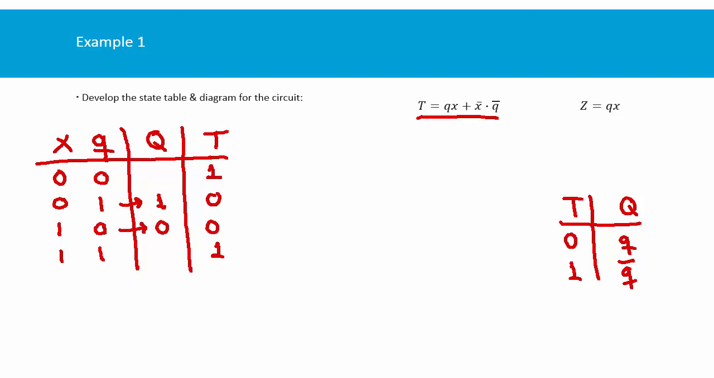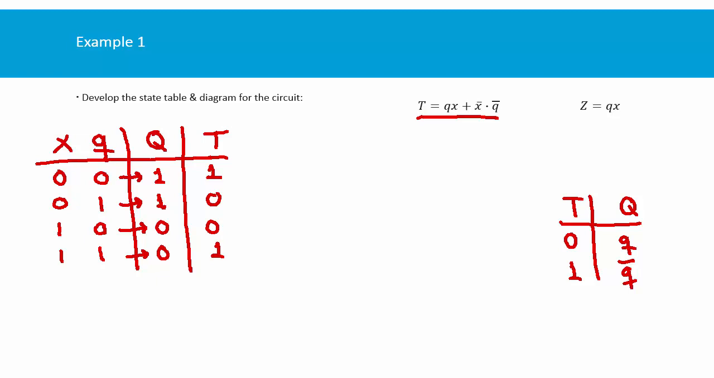Now what happens when I have a 1? If you see in the behavior of the T flip-flop, when you have a 1, you're going to invert it. So from Q 0, we're going to go to 1, and from 1, we're going to go to 0. So this is the behavior of the flip-flop.